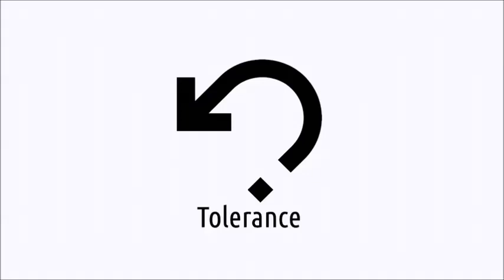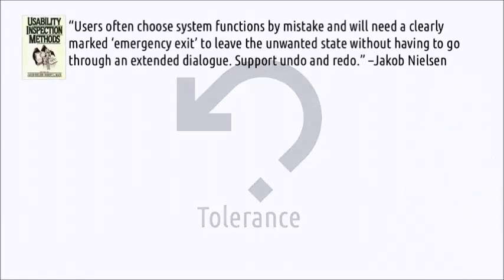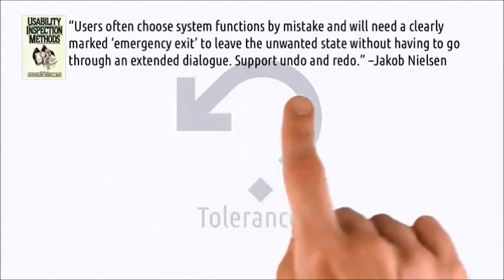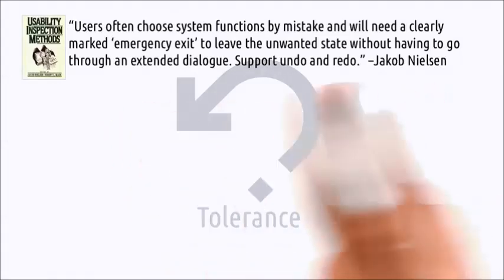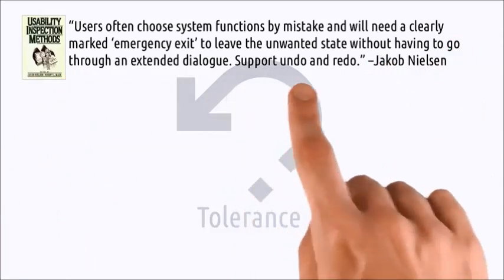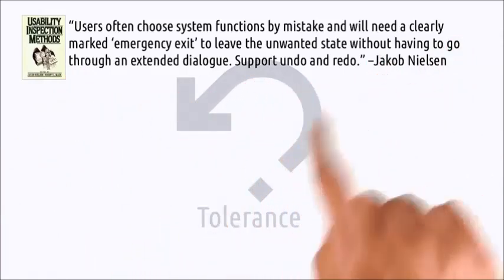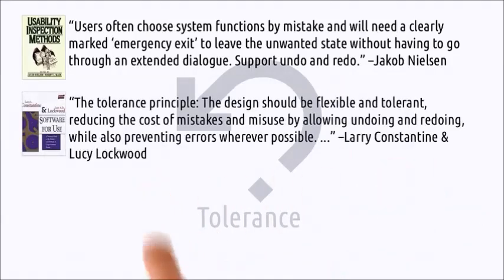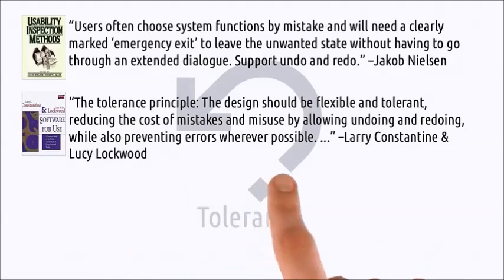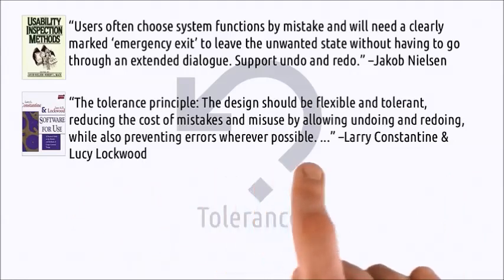Tolerance means that users shouldn't be at risk of causing too much trouble accidentally. For this, Nielsen writes that users often choose system functions by mistake and will need a clearly marked emergency exit to leave the unwanted state without having to go through an extended dialogue. Support undo and redo. For Constantine and Lockwood, this is the tolerance principle. They write that design should be flexible and tolerant, reducing the cost of mistakes and misuse by allowing undoing and redoing, while also preventing errors wherever possible.